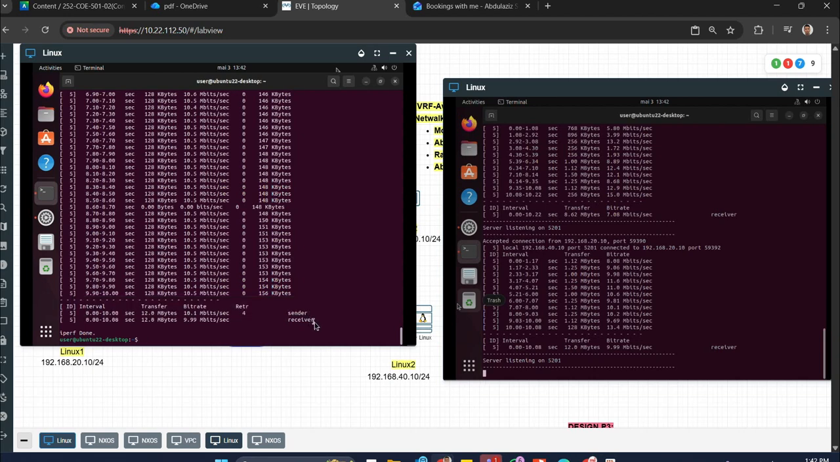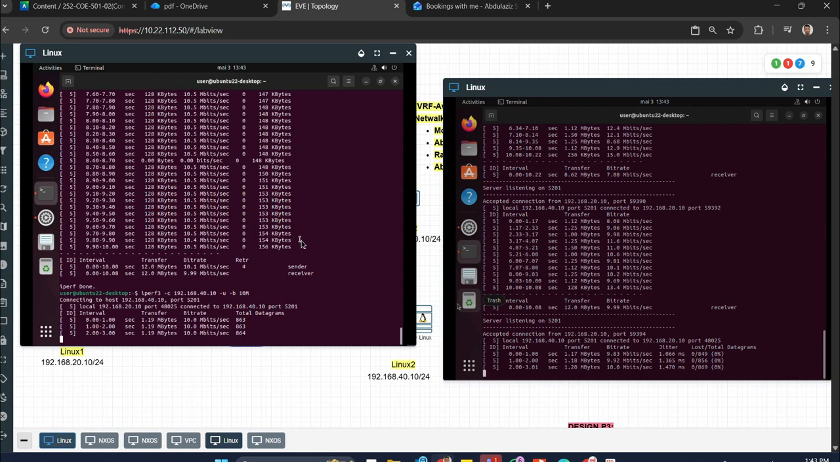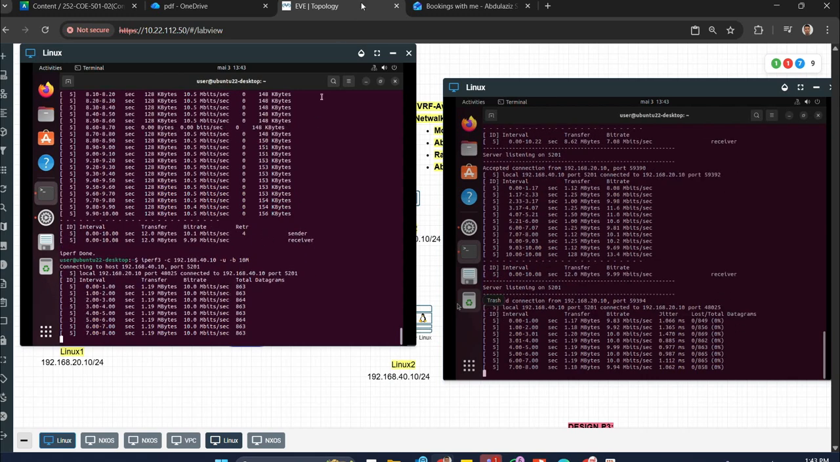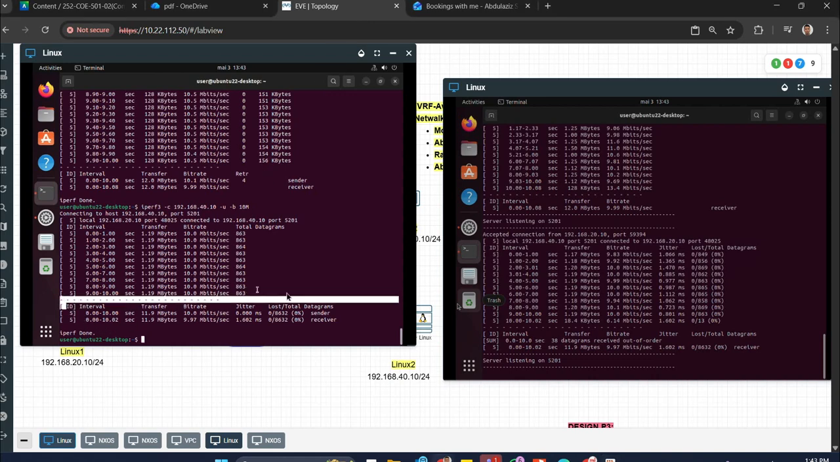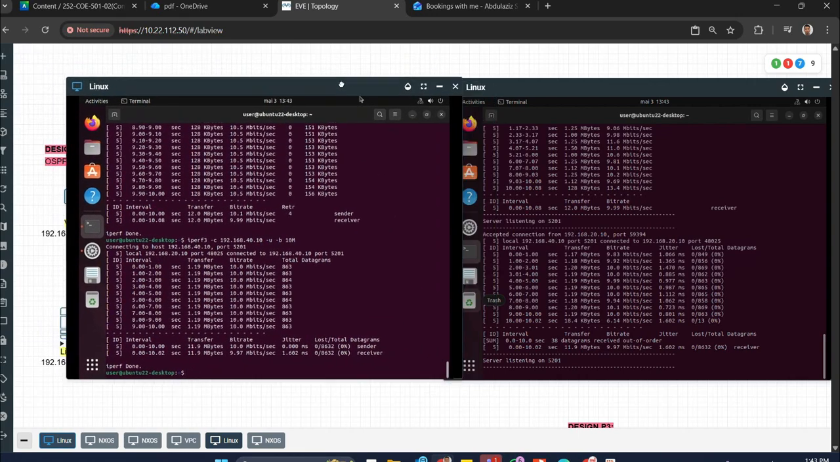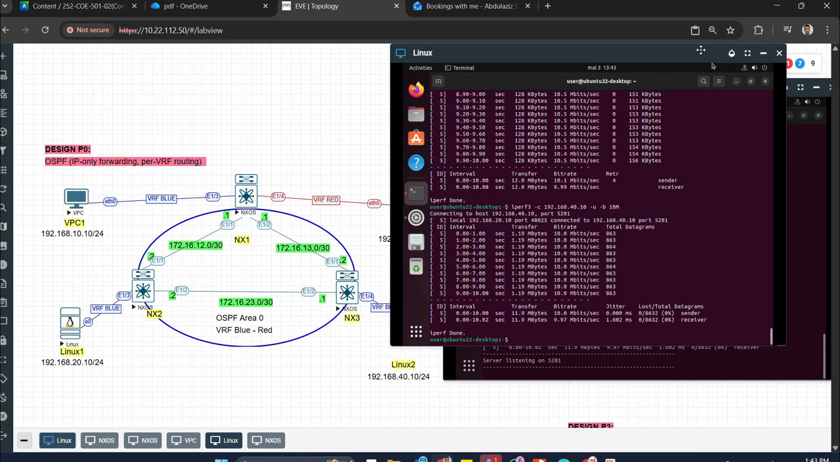This is the bitrate, and we can start the measurement. Okay, the result is available now. We can see the bitrate and also the jitter between the two links. On the other hand, we also measure during the failure. So during the measurement, we deliberately shut down this interface.